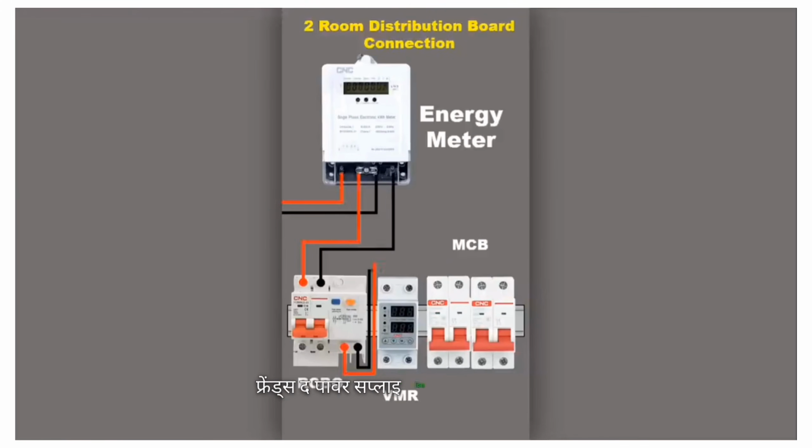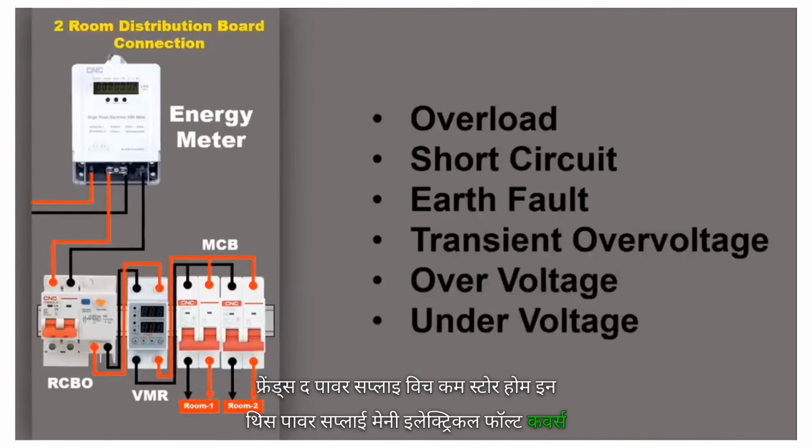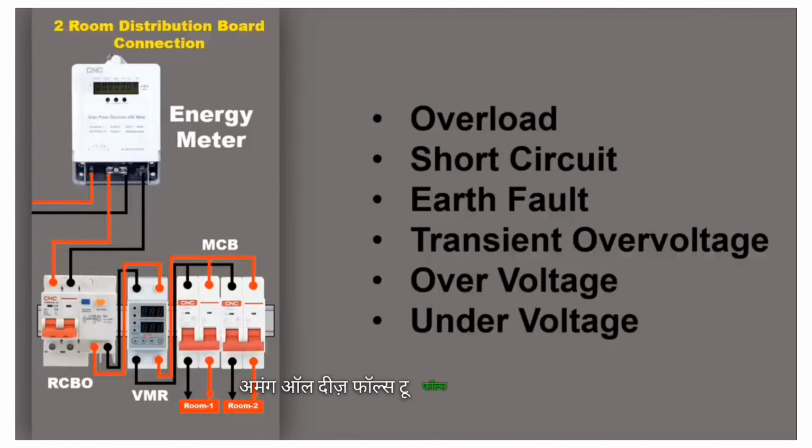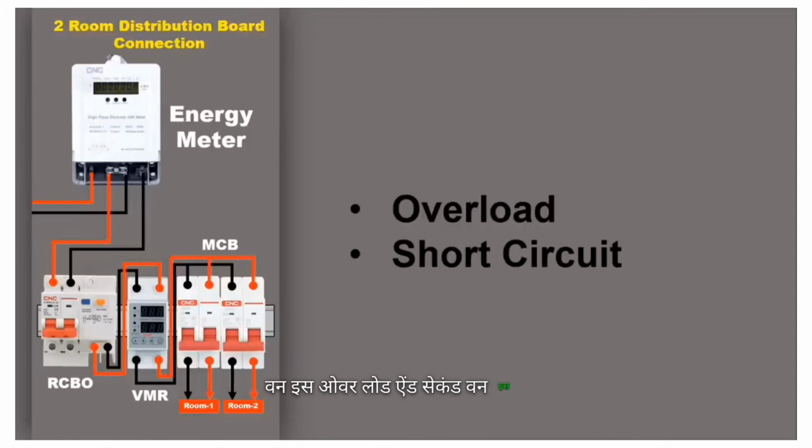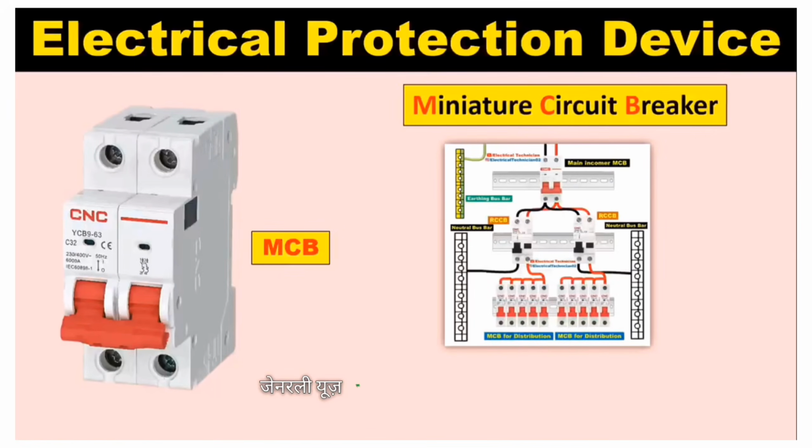Friends, in the power supply which comes to your home, many electrical faults occur. Among all these faults, two faults are most common and can be observed in your home also. First one is overload and second one is short circuit. For protection from these two faults, we generally use MCB.